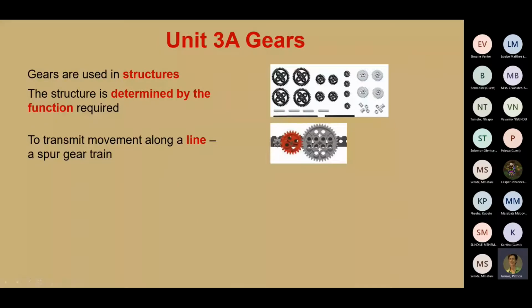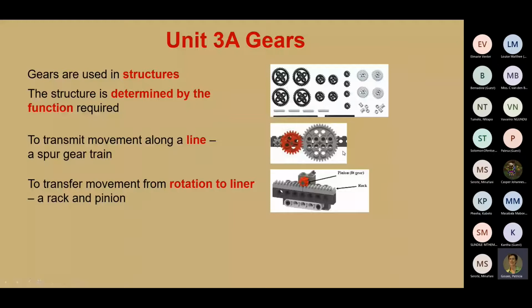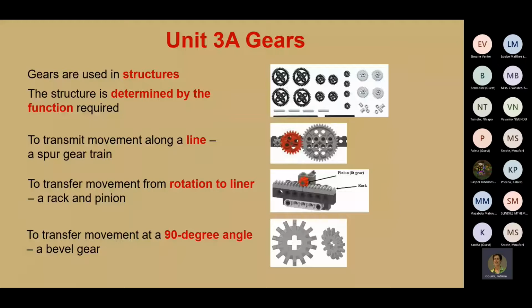And then if you go linear, so if you're going to turn the pinion, then the rack is going to go left and right. That's also an option. And then the 90 degrees is with the bevel gears. I showed you one example as well, where you have 2 gears at a 90-degree angle.